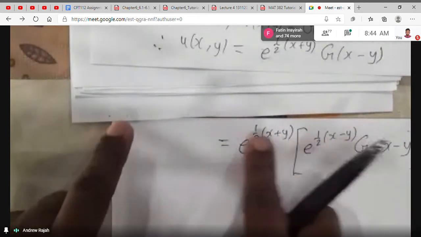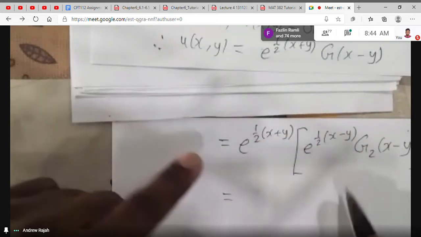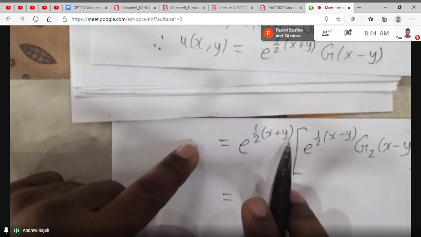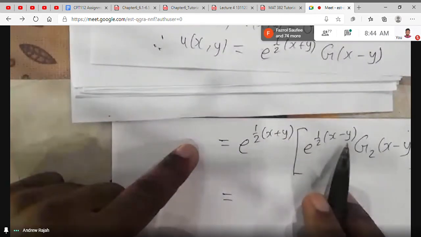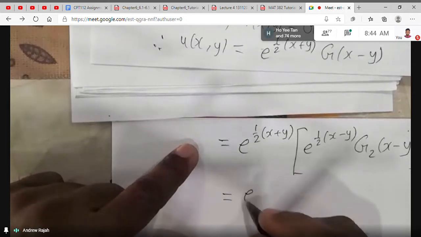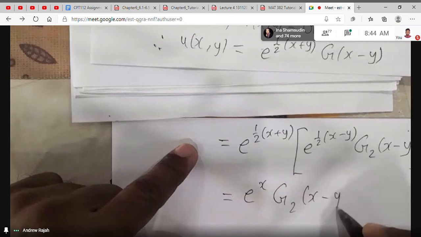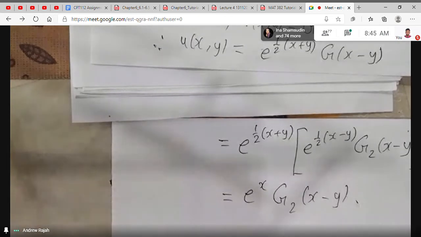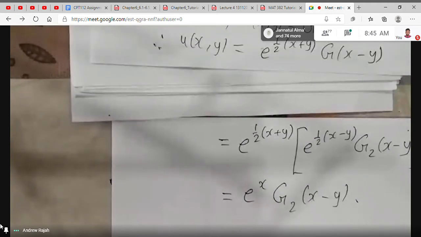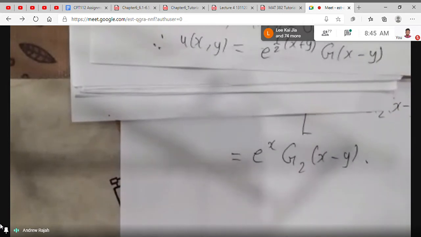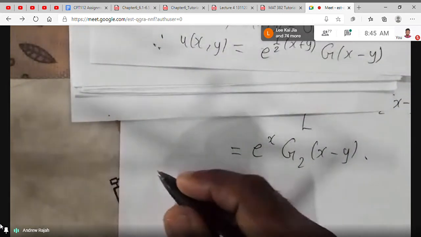Then when you add up the powers, this one has half x plus half y, and this one has half x minus half y. So you add up, you get e to the power of x times g2(x minus y). Okay? So same. So this method also works. In some questions, a few different methods work. Some questions, certain separations won't work, only certain separations work.